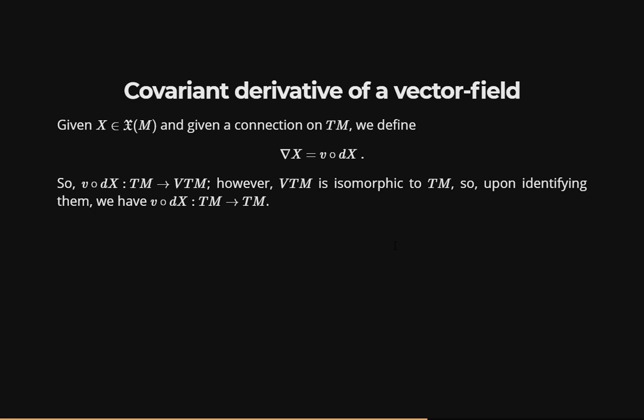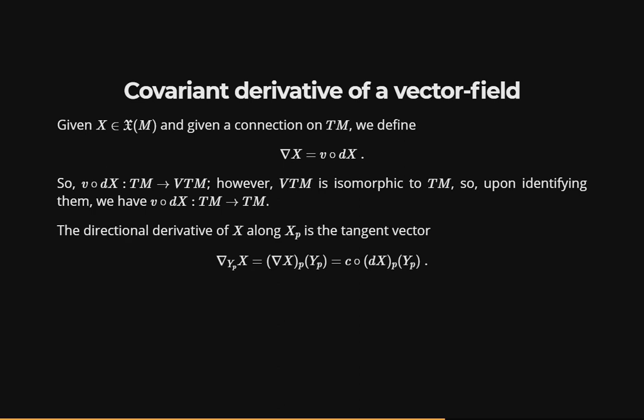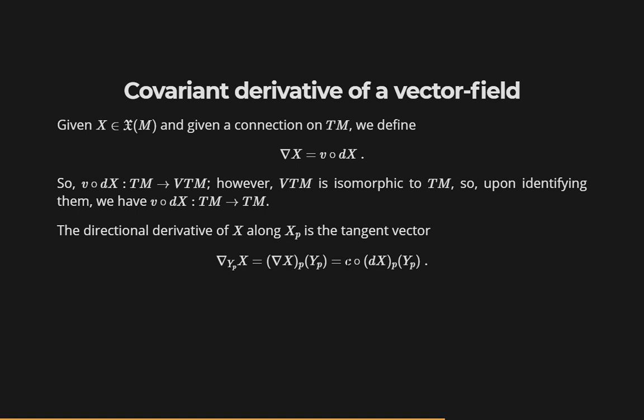So for every point, we have a linear map from the tangent space to itself. The directional derivative of X along Y_p is the tangent vector nabla_{Y_p} X, which is this function, which is again a function from the tangent bundle to the tangent bundle, applied to this vector.